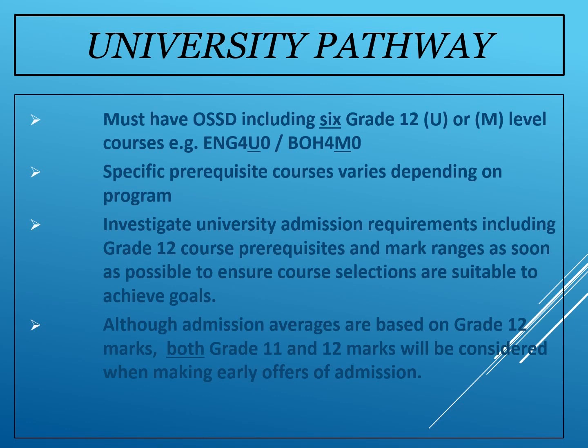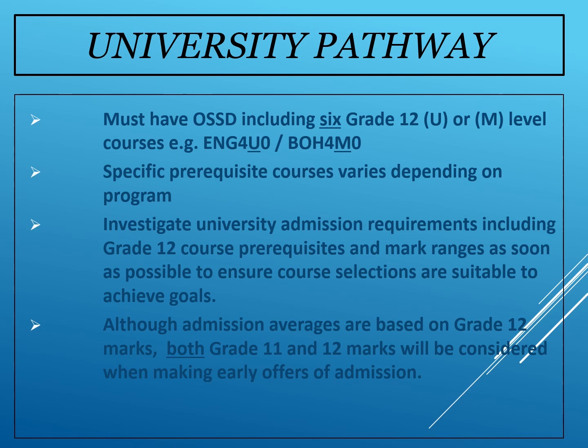If you're considering a university pathway, there's a number of things you need to keep in mind. First of all, you need to get your high school diploma, and in your grade 12 year or in your transcript, you must have 6 grade 12 U or M coded courses. Each university program will have its specific prerequisite courses.